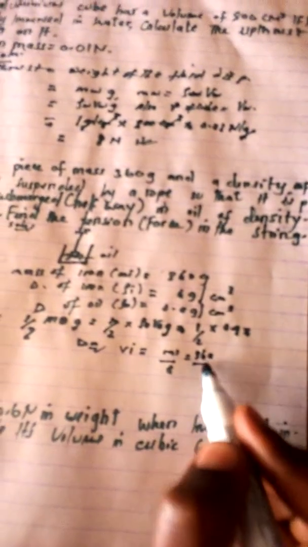This will be equal to, because density is mass over volume, so volume of iron is mass of iron divided by the density of iron. We have the mass of iron, which is 360 gram, divided by 60. So we will get 60 cubic centimeter. This will be the volume of the iron, which is the same as the volume of oil.